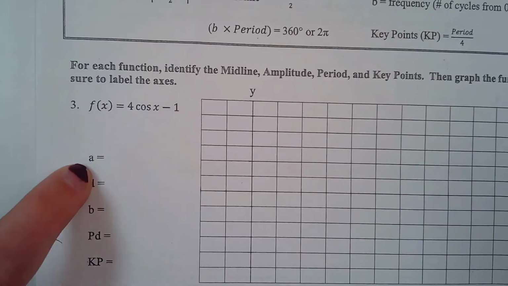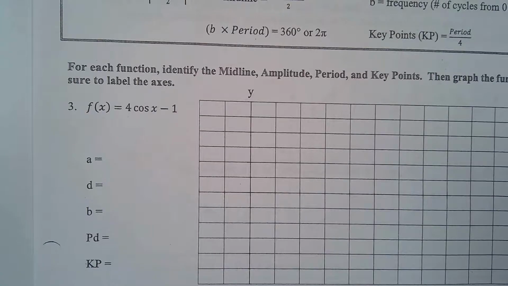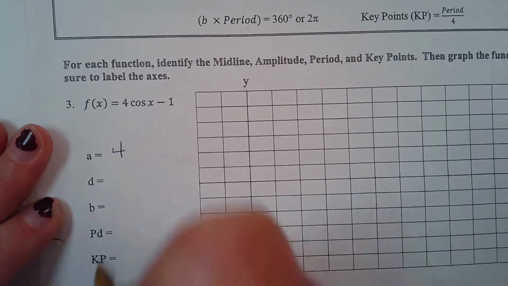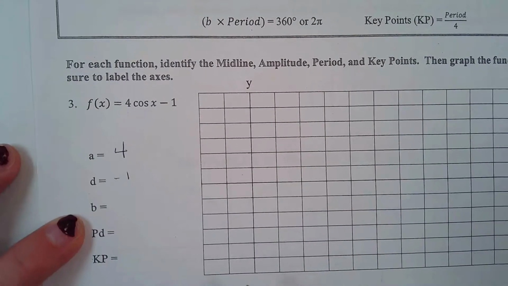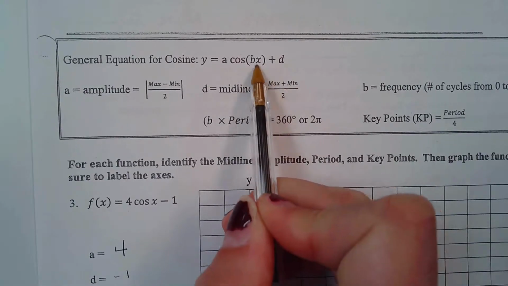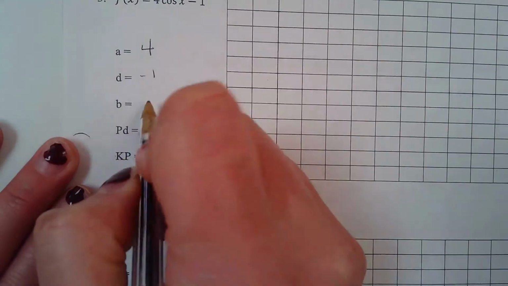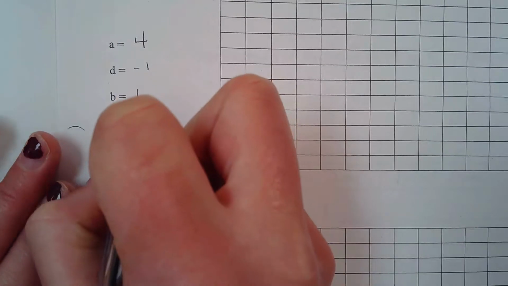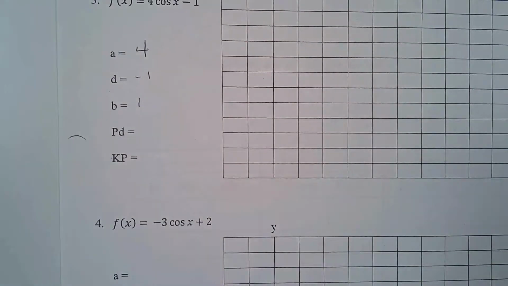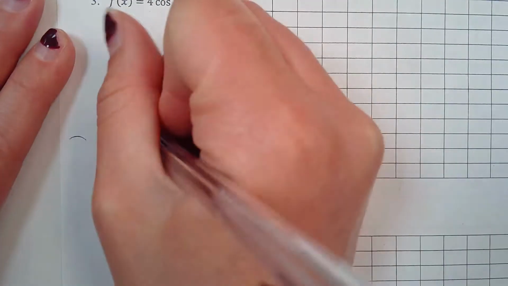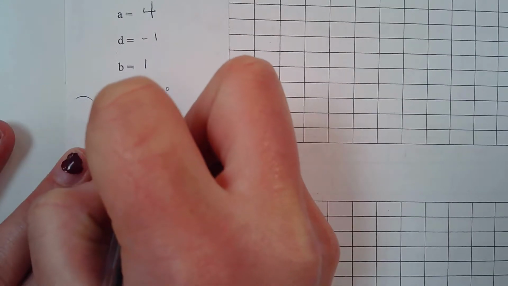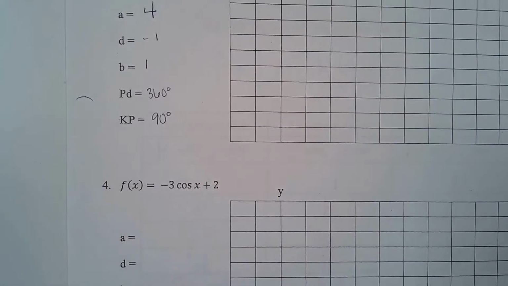Let's see, your A value is what? 4. Your D, or that midline, negative 1. Our B value this time is what? B is whatever's in front of X, so 1. Period? 360. Are we doing degrees or radians? Degrees? Okay. 360, and so then your key points happen every... Are we all good with that?